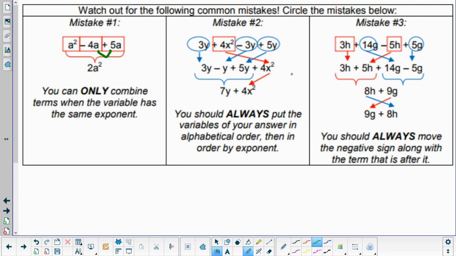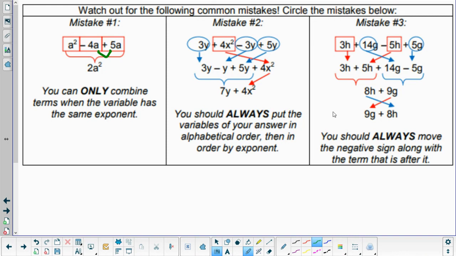Okay, mistake number 2, you should always put the variables of your answers in alphabetical order, then by exponent order. So in this case, x comes before y, so our x value should have come first, and then our y values. Okay, so we always try to stick to alphabetical order.